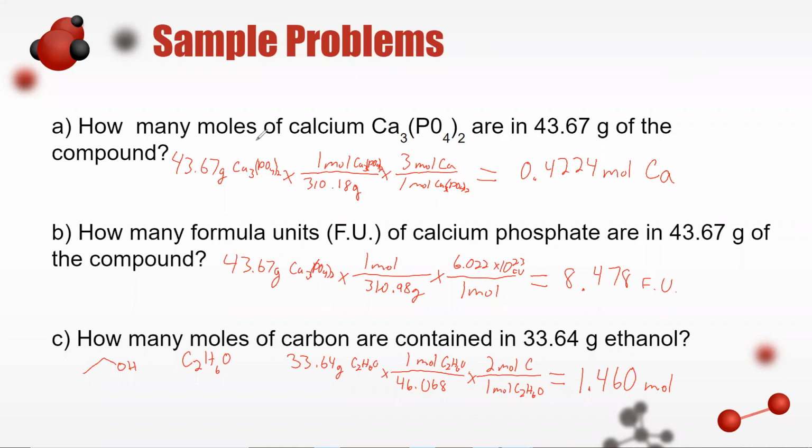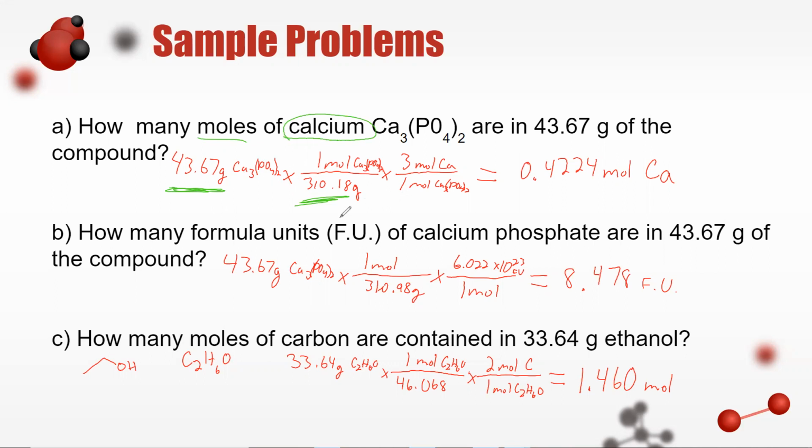For this problem, it asks me how many moles of calcium, and then it gives you a formula, are in 43.67 grams of that compound. So this is calcium phosphate. So the first thing you have to do is figure out how many moles of that compound there even are. So that's this first step here. I take what I'm given, my given number, and that's 43.67 grams of calcium phosphate. And I am going to move from grams into moles. So by doing that, I'm dividing by my molar mass, which I'm able to calculate using the periodic table and adding all that together.